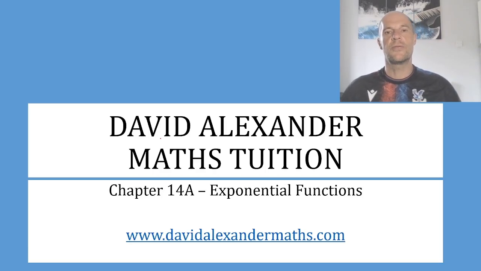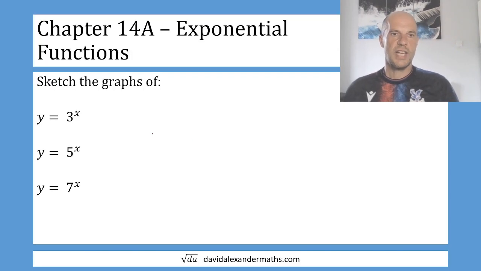This is chapter 14a on exponential functions. So sketch the graphs of 3 to the x, 5 to the x and 7 to the x. If we consider some x values of 0, 1, 2 and 3, we're going to get corresponding y values of 3 to the 0, 3 to the 1, 3 squared and 3 cubed.